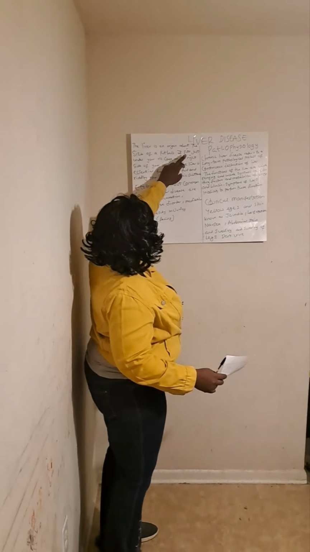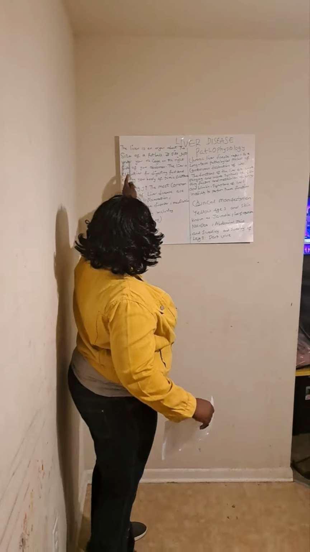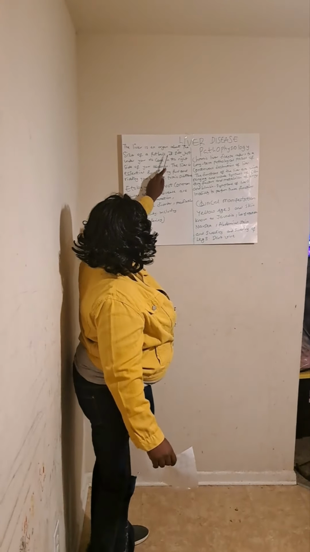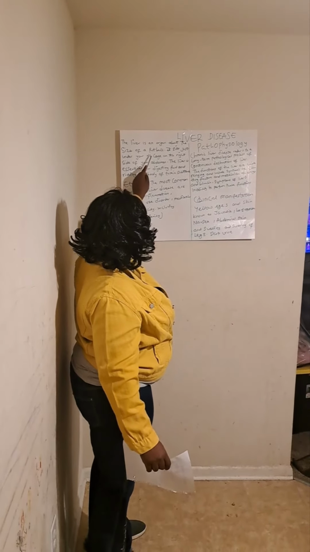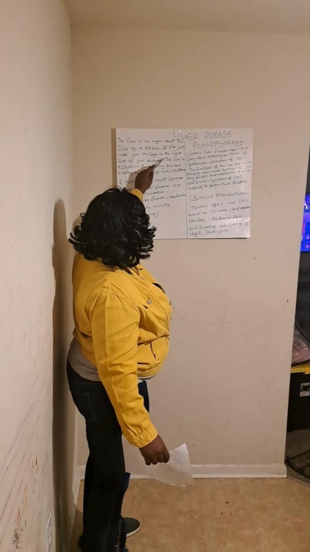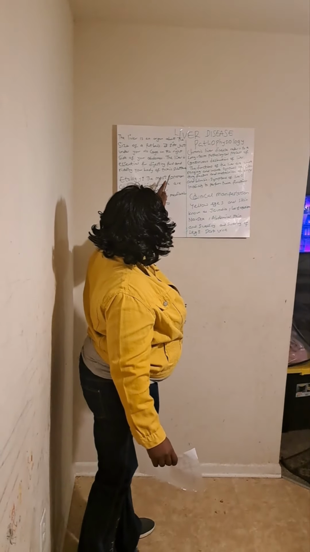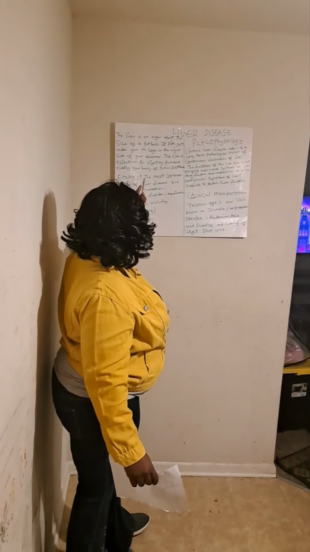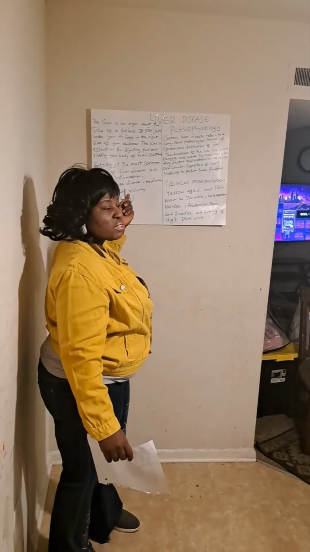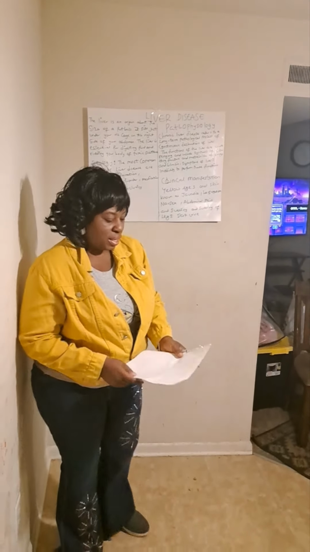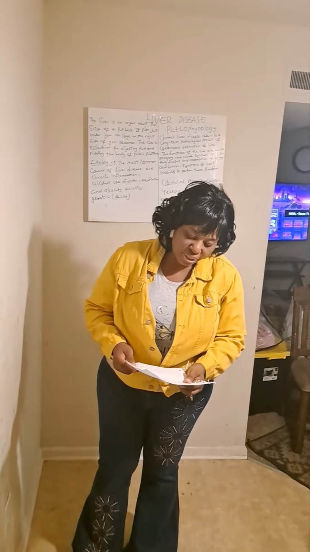The liver is an organ about the size of a football. It sits just under the rib cage on the right side of your abdomen. The liver is essential for digestion of food and for ridding your body of toxic substances. Here are the functions of the liver.